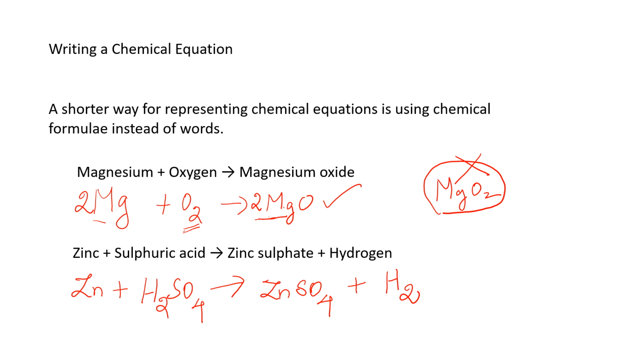Zinc plus H2SO4 gives ZnSO4, zinc sulfate plus hydrogen. Now we'll take zinc. Zinc is 1 on both the sides. Hydrogen, H2 on both the sides. And sulfate, SO4 on both the sides. So the equation is already balanced.